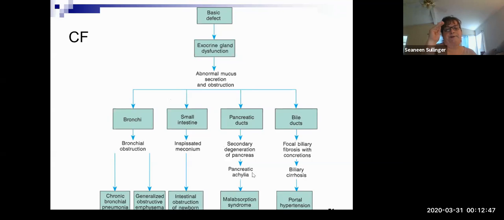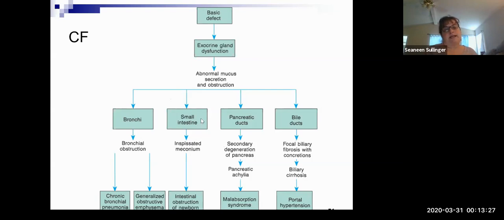So this is a little schematic. At the top you have cystic fibrosis, and you get gland dysfunction, so you get this buildup of mucus, secretion and obstruction. You have extra mucus being secreted, and then it makes an obstruction. Yes, it affects the lungs. It affects the bronchi. There's obstruction. You can get pneumonia. You can get emphysema. But not only does it affect the bronchi, it also affects the small intestine.